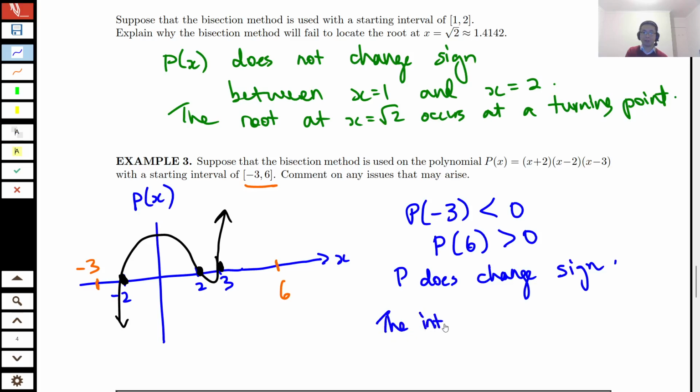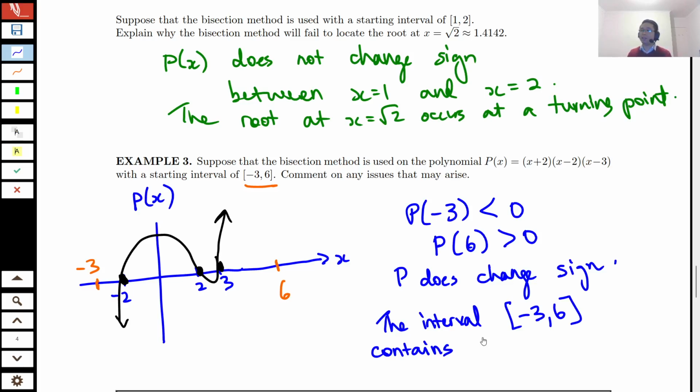There are 3 roots. So imagine a situation where I didn't know what these roots were, and I applied the bisection method over this large interval -3 to 6. If I apply the bisection method, it's only going to give me one of them, because it's going to get closer and closer and closer to a root where a sign change happens. If I have more than one in my interval, the bisection method is not going to pick that up.